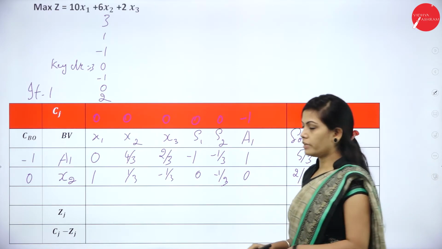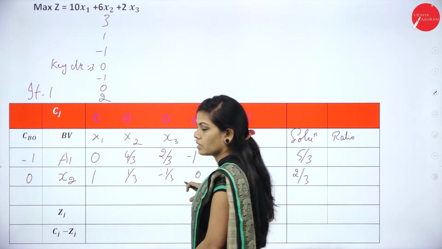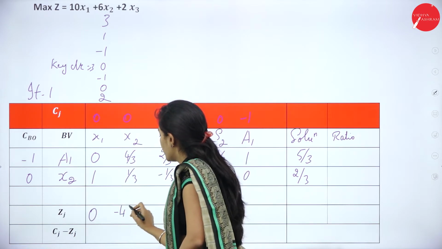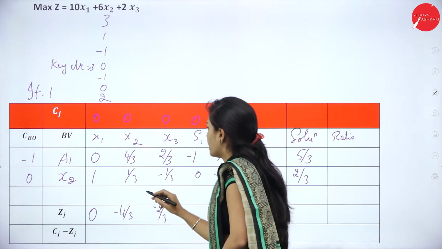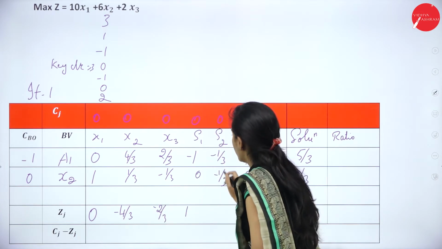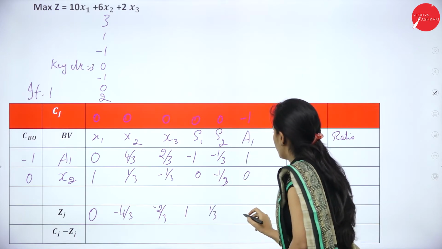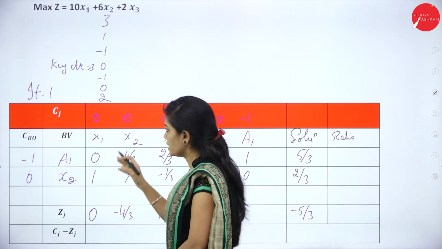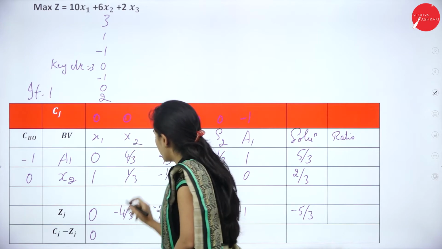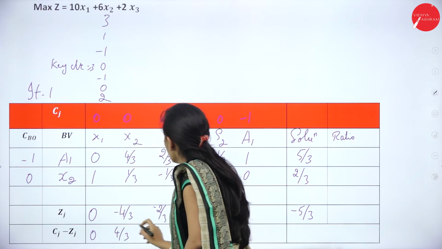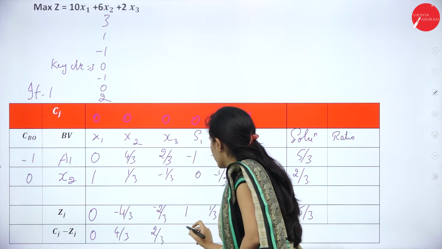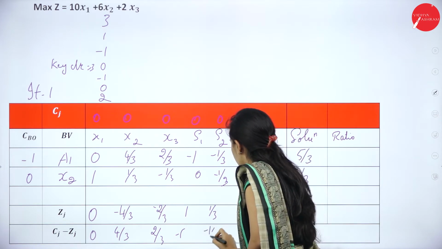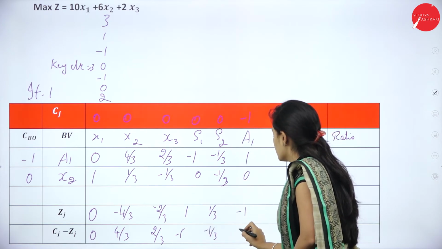So now you can find the Zj value. Zj value: 0 into all the numbers is 0 only. So minus 1 into 0 is 0. Minus 1 into 4 by 3 is minus 4 by 3, minus 2 by 3, minus 1 into minus 1 is plus 1, minus 1 into minus 1 by 3 is 1 by 3, minus 1 into 1 is minus 1, and minus 1 into 5 by 3 is minus 5 by 3. So find Cj minus Zj: 0 minus 0, 0 minus of minus 4 by 3, and this 2 by 3, 0 minus 1 is minus 1, 0 minus 1 by 3 is minus 1 by 3, minus 1 plus 1 is 0.